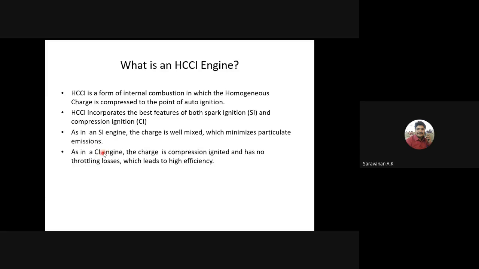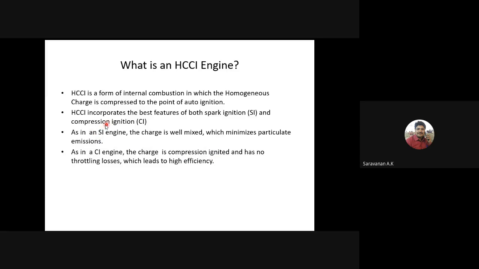But the special thing for the CI engine is that there is no throttling loss. Why? Because we give the fuel in an injected format. We inject the fuel, so it leads to high efficiency since there are no throttling losses. The efficiency will be good because it is compression ignited.